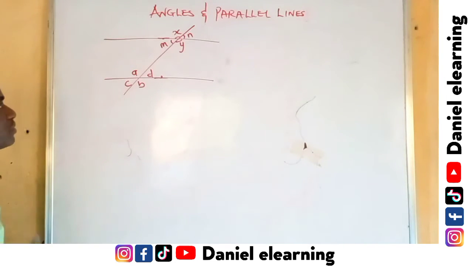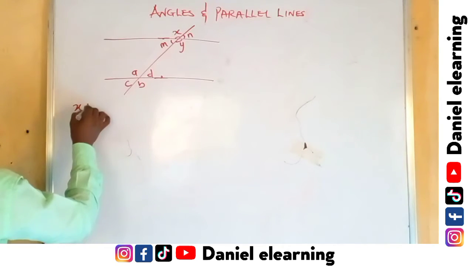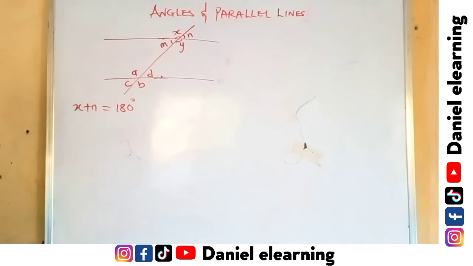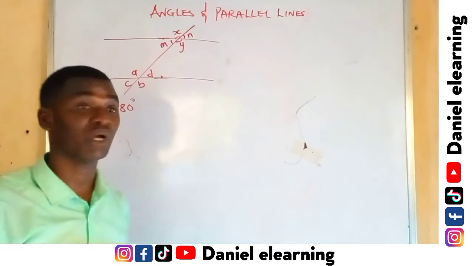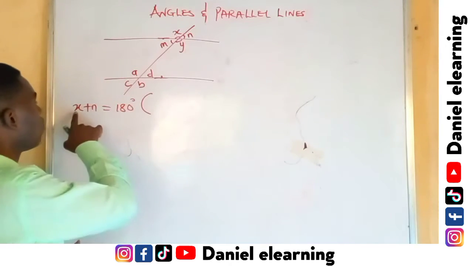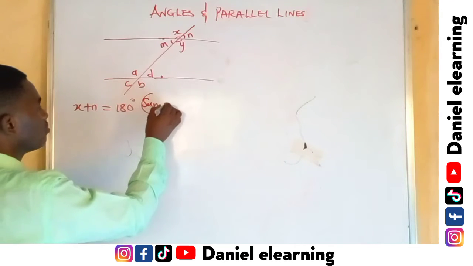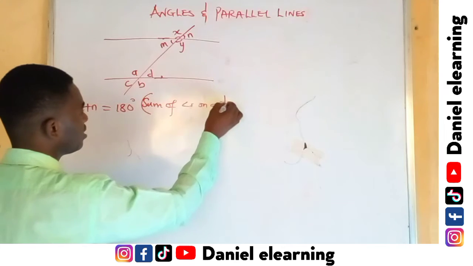So the first thing we're going to notice here is an angle called angle on a straight line, which is first x plus n equals 180. This is a type of angle where the sum of the angles gives us 180 degrees. The reason why x plus n is 180 is because the sum of angles on a straight line is 180.